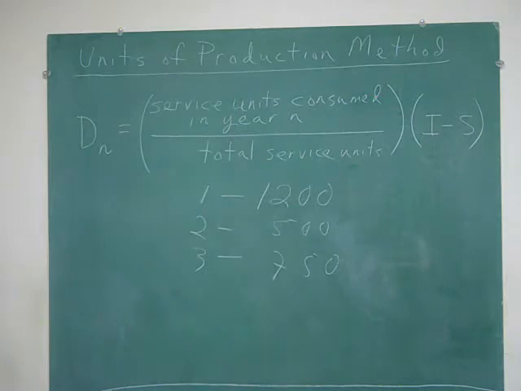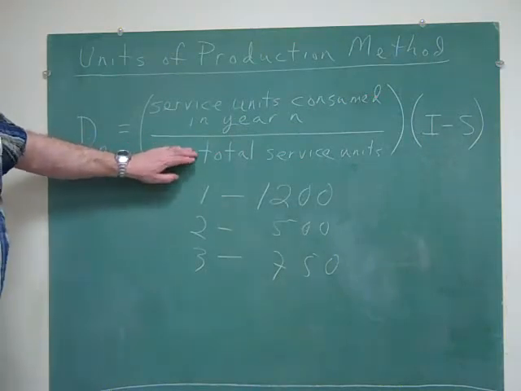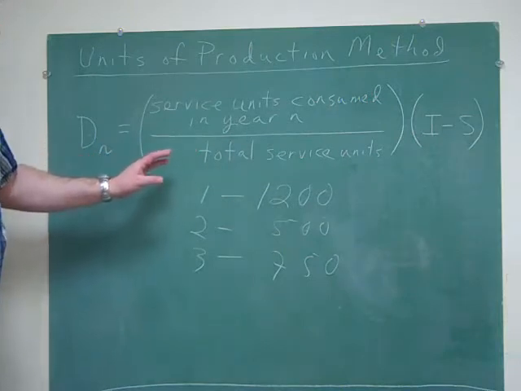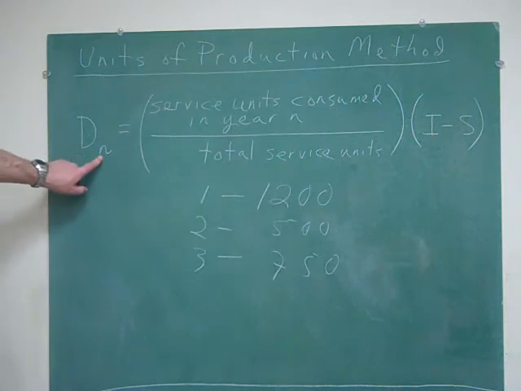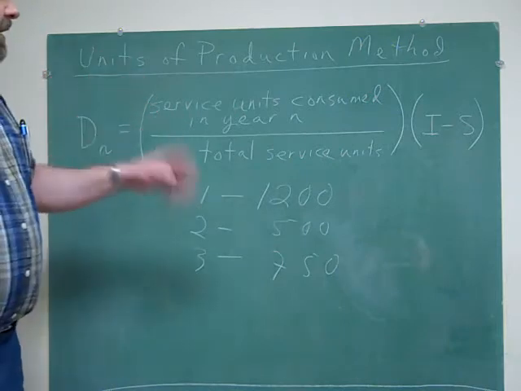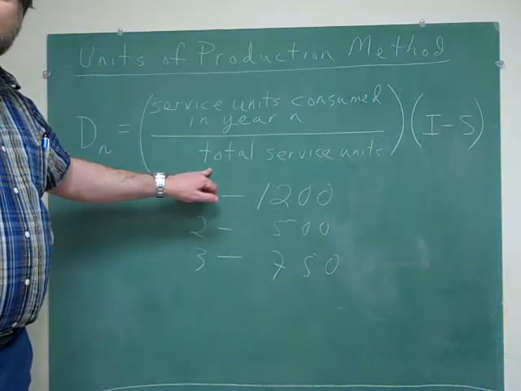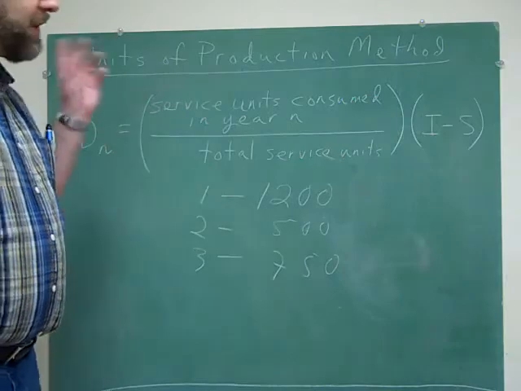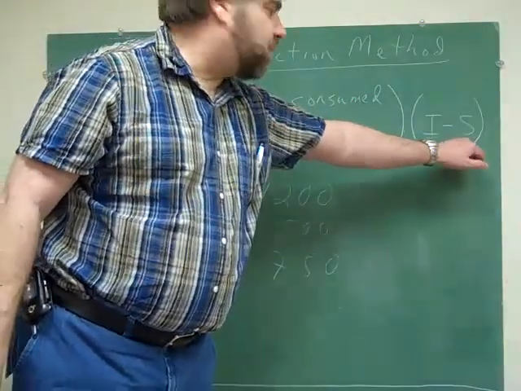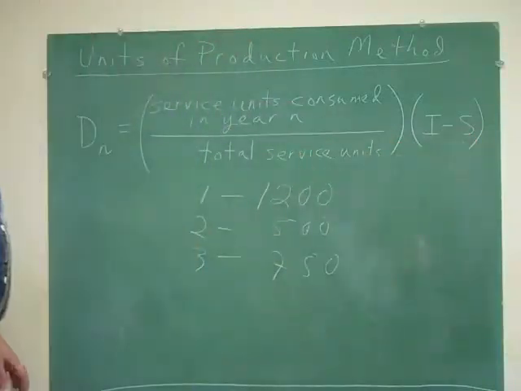In these particular types of circumstances, it might be to our benefit to utilize a units of production method. What we do is that we try to estimate the total number of service units that the asset will be consuming over its lifetime. Then the depreciation that's used in year n would be our estimate of the service units consumed in year n over the total service units. That gives us a fraction of the overall use, and then we take the cost of the asset and we subtract the salvage value. So that gives us a nice fraction.